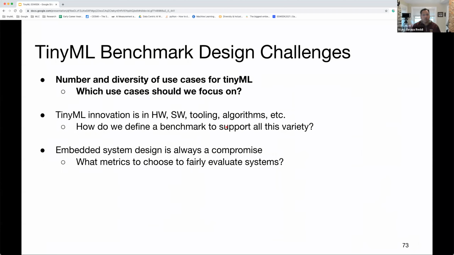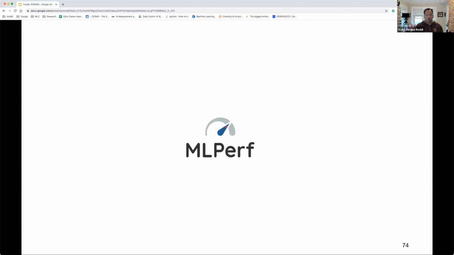So if you want to get the industry to be able to speak the same language when doing performance analysis, you've got to be able to say, okay, what use cases are common and useful?